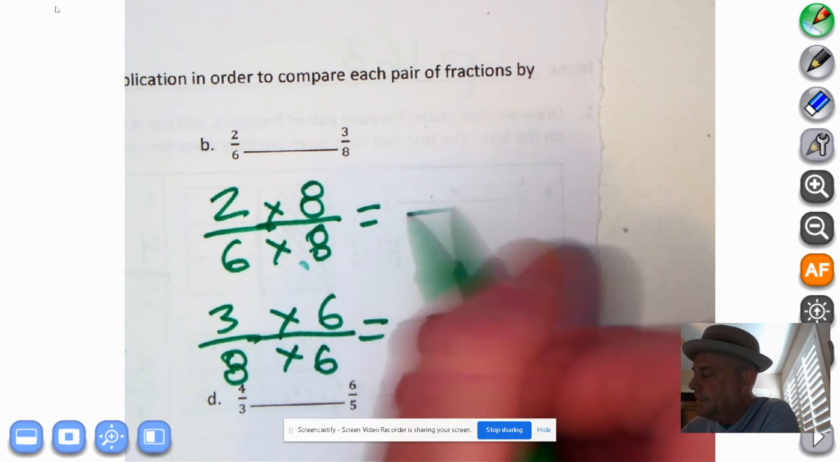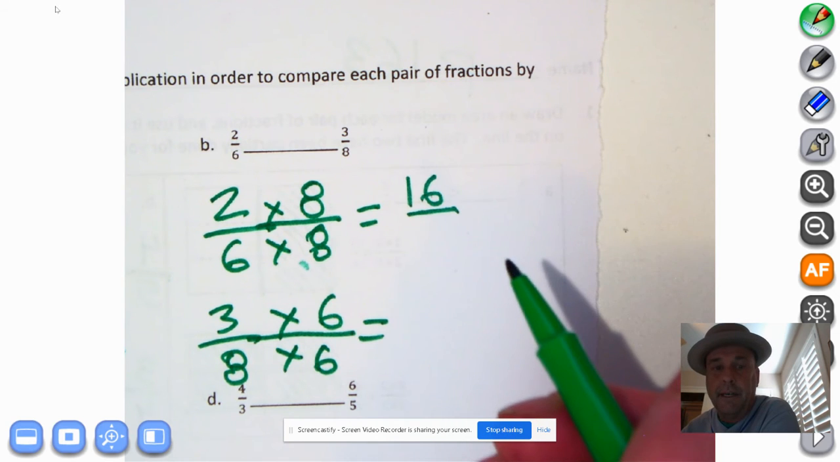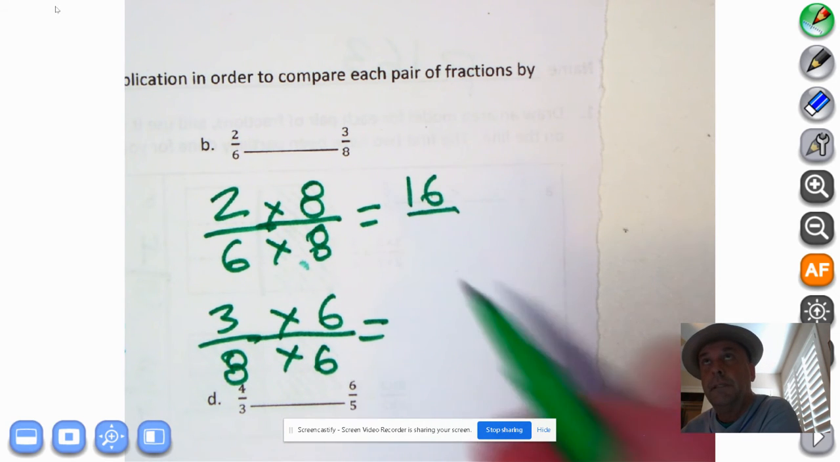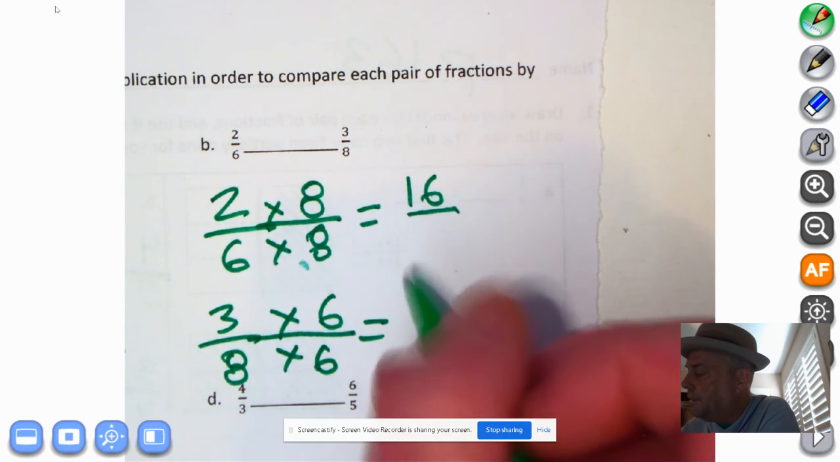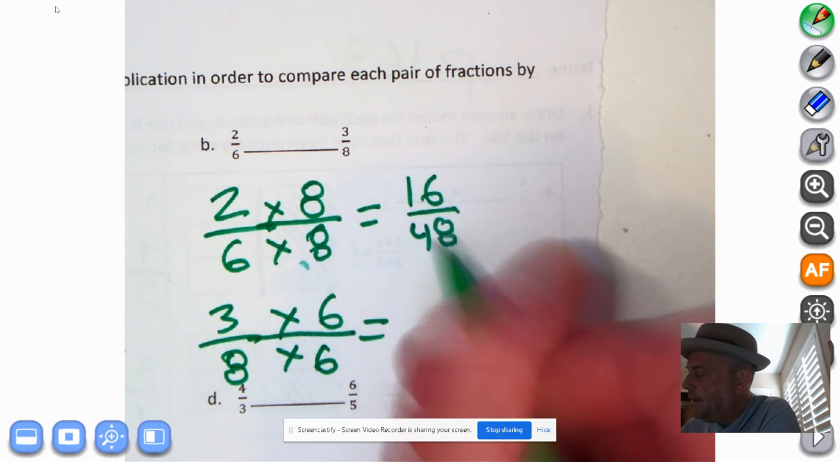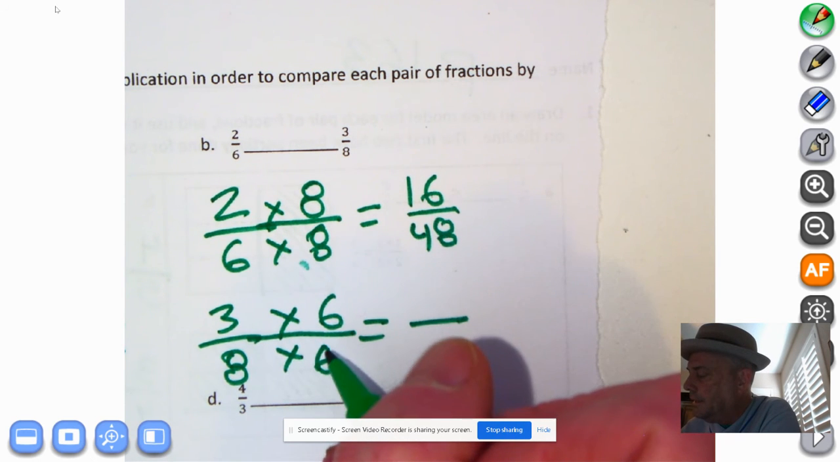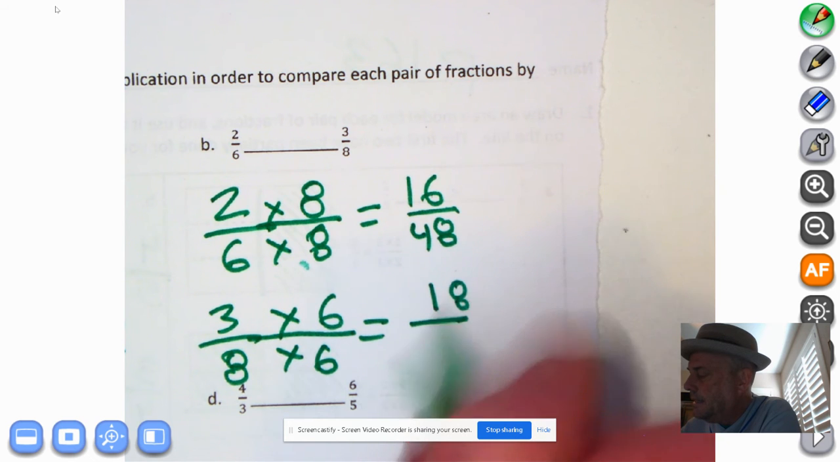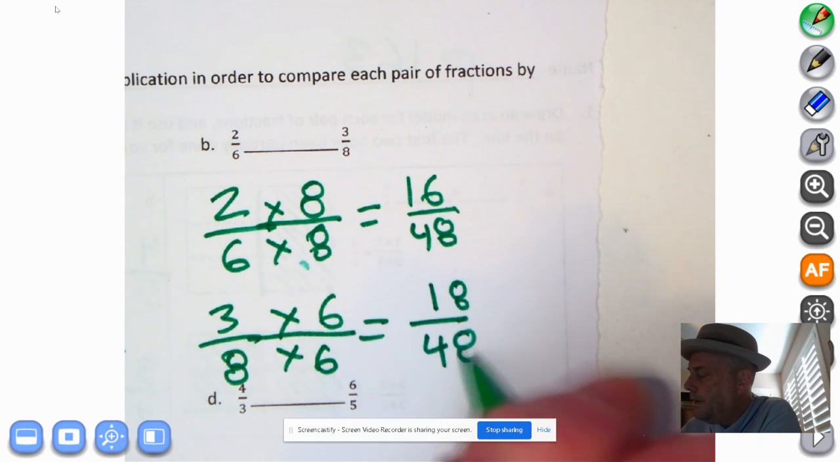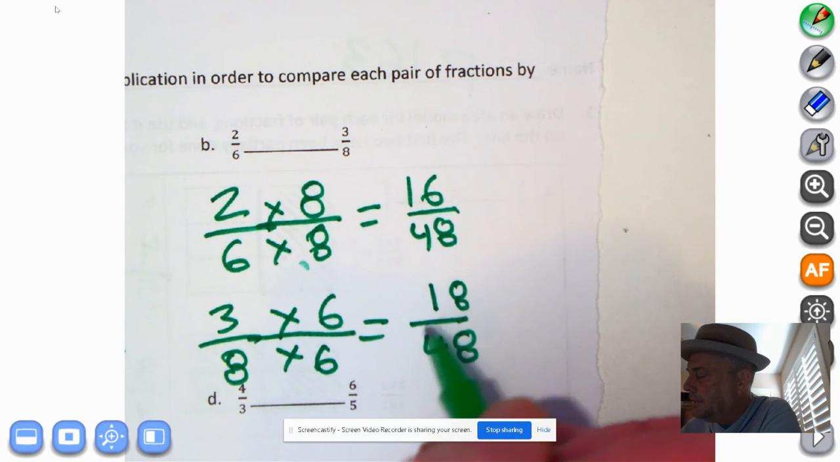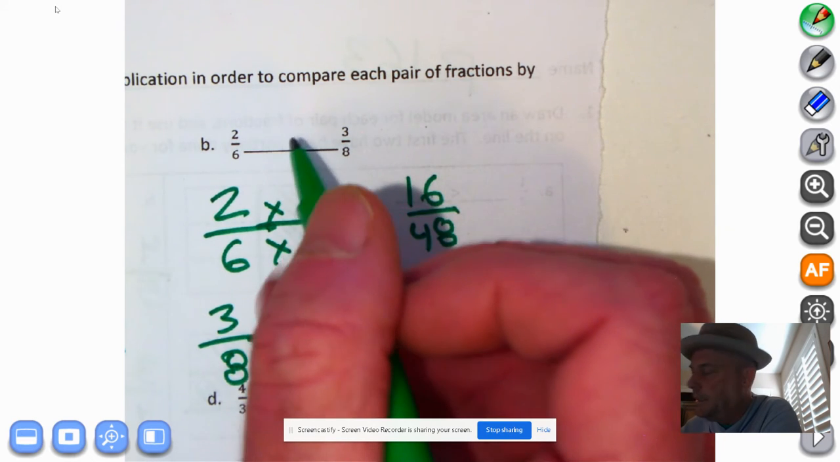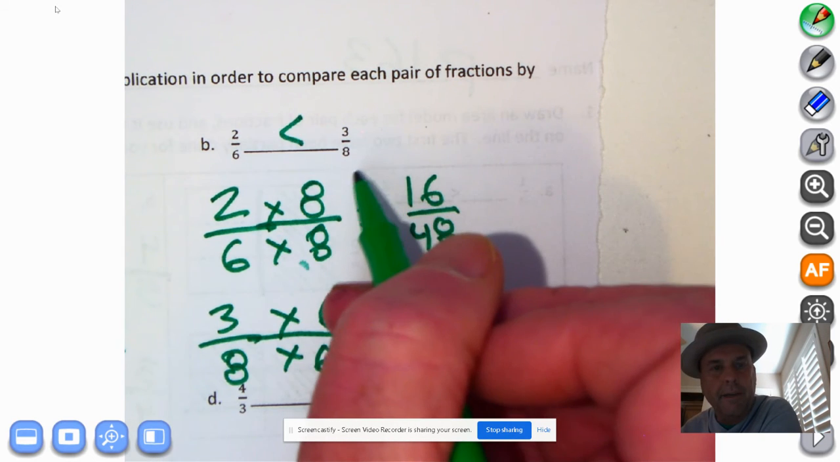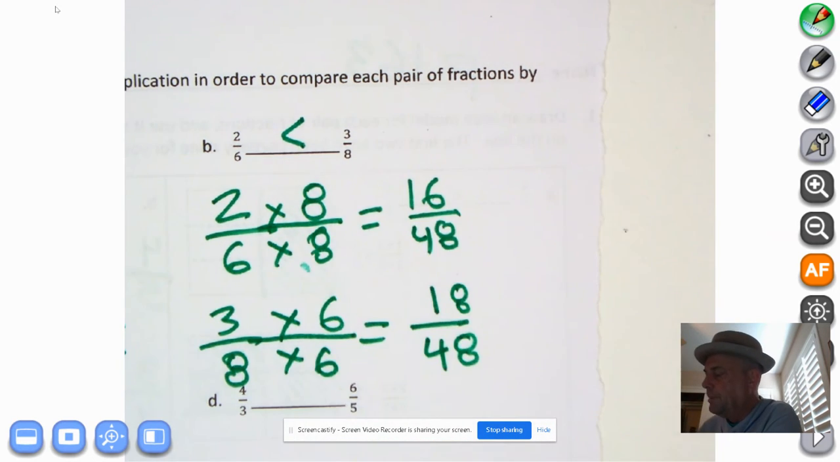Okay, what do we have? 2 times 8 is 16, and 6 times 8, remember we talked about that? 6 times 5 is 30, plus 6 times 3 is 18, would be 48. And over here we do 3 times 6 is 18, and 8 times 6 is 48. Wow, just barely larger is 3/8, so we go to 3/8. See, this would be kind of hard to do just thinking about that in your head. So that's why we're doing it multiplying.